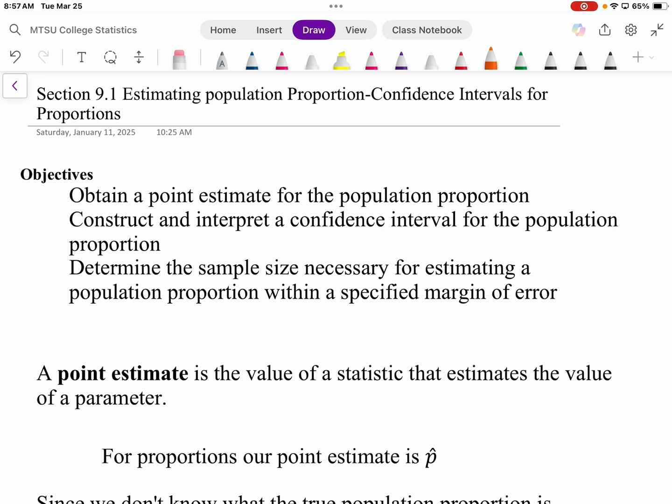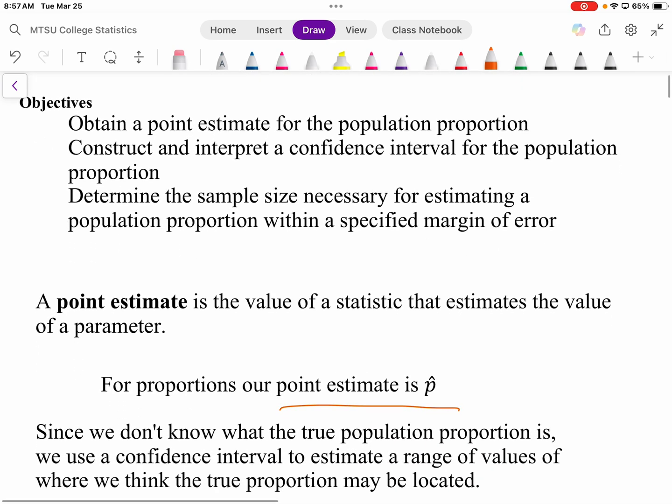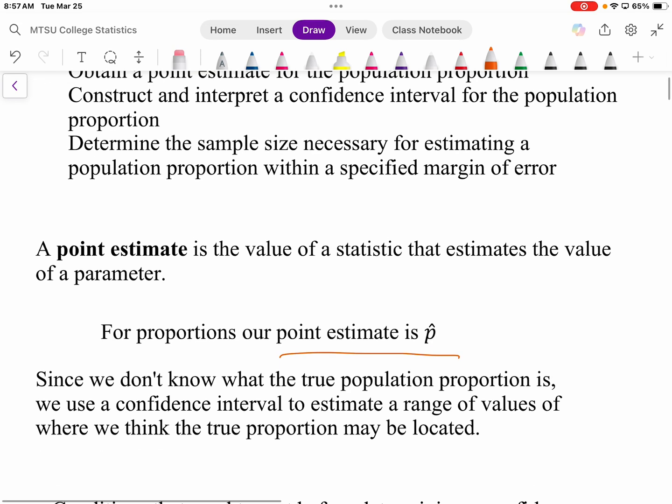So that's the point estimate we're using right now, p hat. Later on, when we do this in 2 weeks, our point estimate is going to be x bar, and that's when we're dealing with means. So right now, we're going to be using p hat as our point estimate. Since for most cases we don't know the true population proportion, we use a confidence interval to estimate a range of values where we think it should be or may be located.